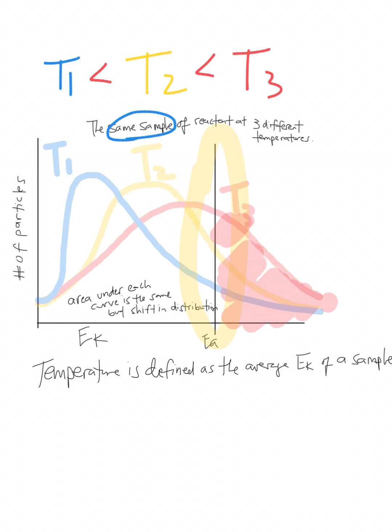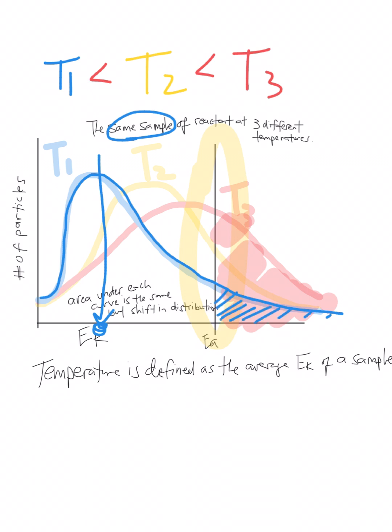What happens is you can see temperature 1 is the coldest, okay? If you look at where the peak of that curve is, its average is going to be here. So its temperature is the coldest. Remember, temperature is average kinetic energy. You can also see that it has the smallest proportion of its molecules beyond the activation energy.